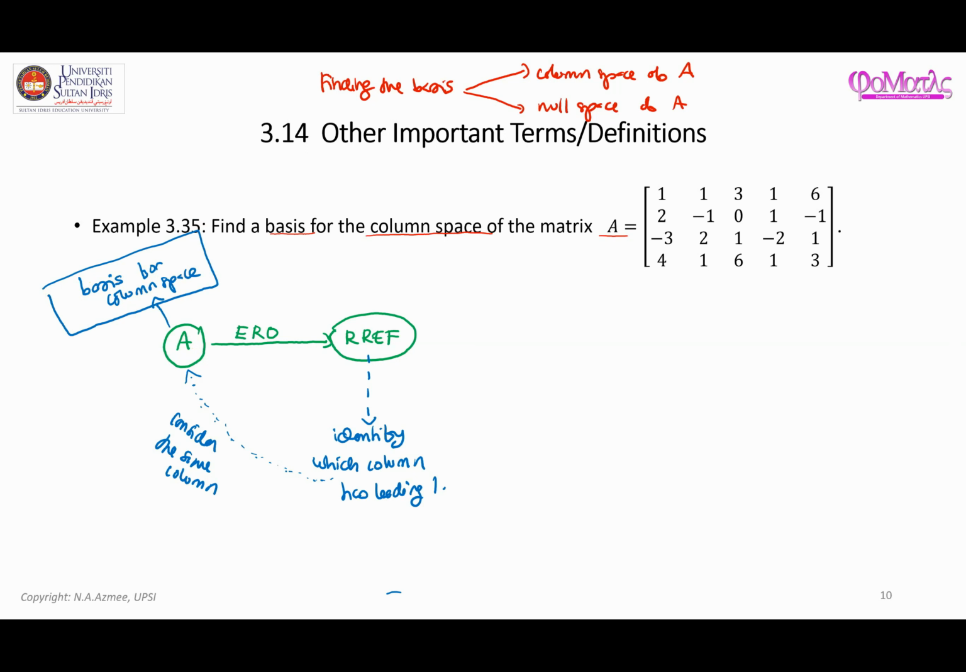Without further ado, let's apply the process given here. So here we have this matrix A. What I need to do is make sure this becomes 0. So I'm going to apply R2 plus negative 2R1, and therefore the first row becomes 1, 1, 1, 3, 1, 6.